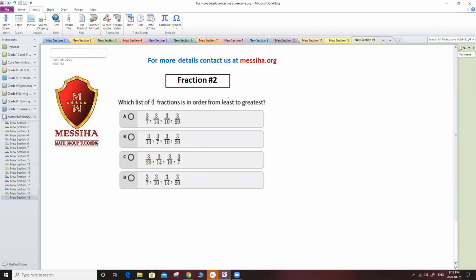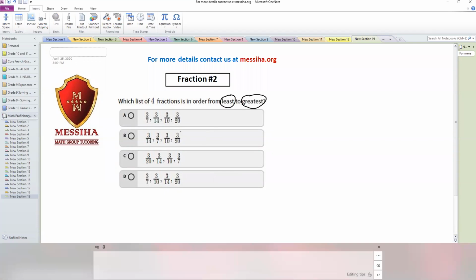Here we have a question saying which list of 4 fractions is in order from least to greatest. That means from small to large. Since I'm comparing between fractions, I cannot compare the numerators. I can't just say I put this number first and after that this and this and this. I have to have the same denominator.